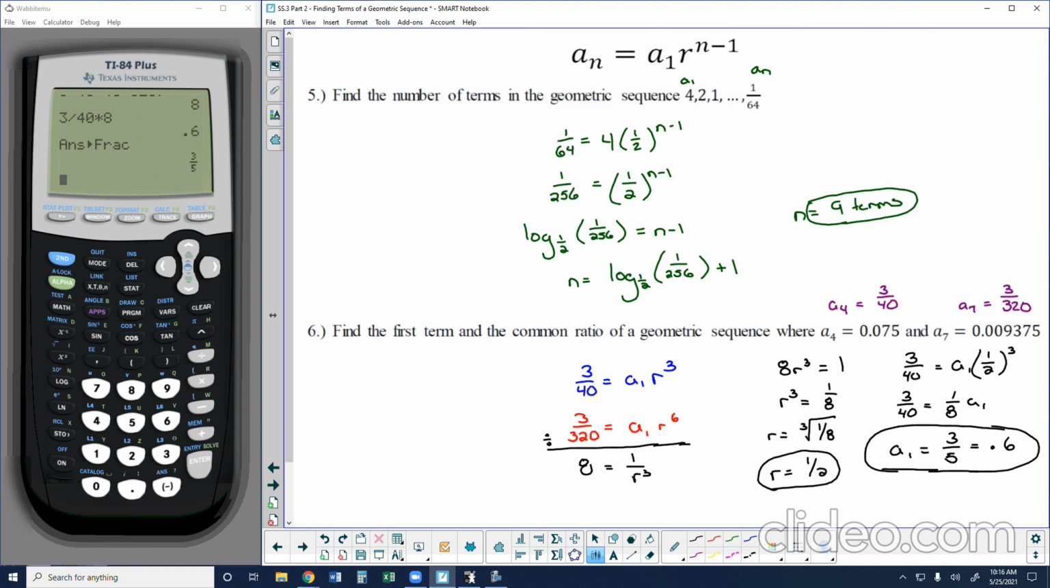So here we can see another use of the nth term formula. In this case, if I'm given two terms in the sequence, I can create a system and solve the system to find both the common ratio and the first term. So here we have some applications and some examples of the nth term formula for a geometric sequence.